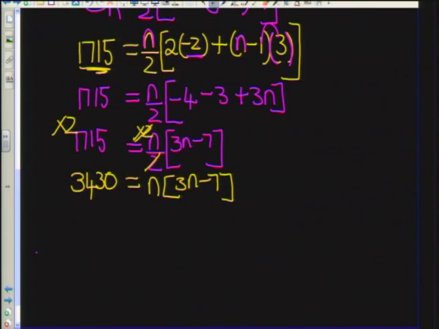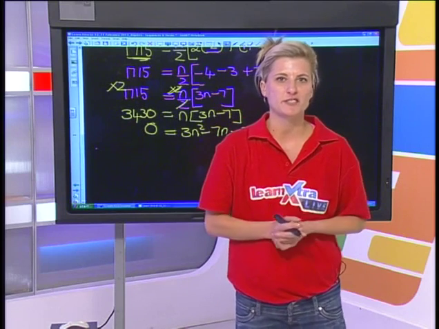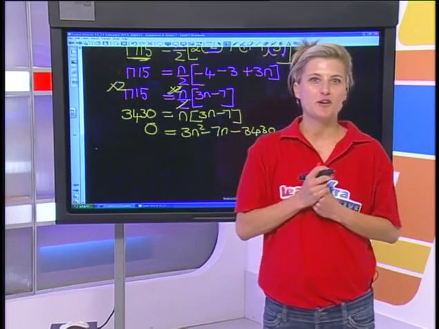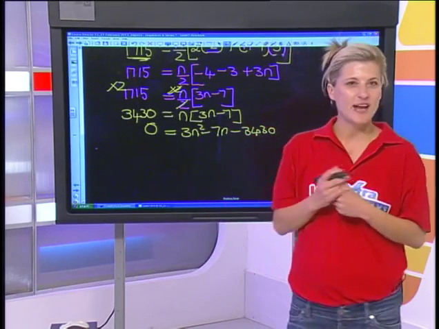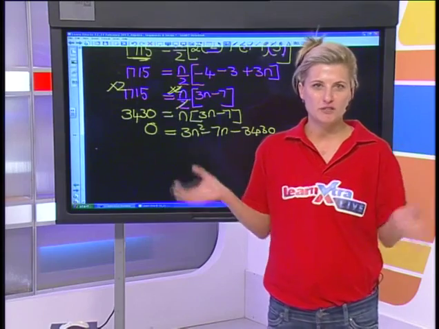I am now going to multiply the n into the bracket, so I get 3n squared minus 7n minus, and I'm going to bring over to this side, 3430 equal to 0. Now, boys and girls, this is a bit of a nasty quadratic equation. We're not all that good with the horrible factors of 3,430. But remember, you can use your quadratic formulae.